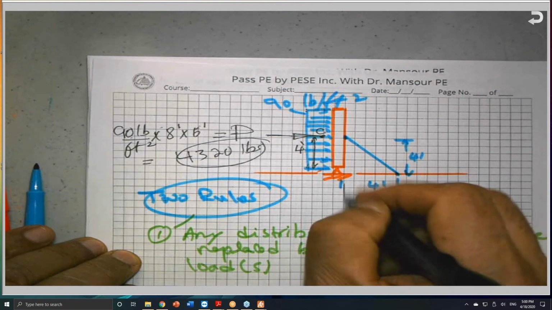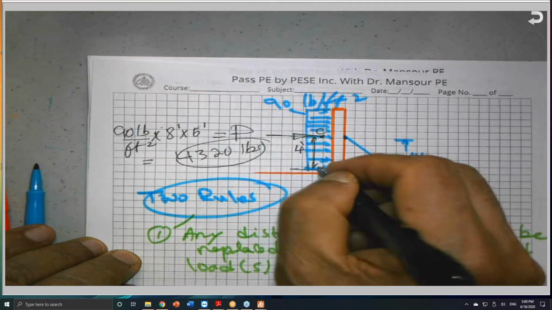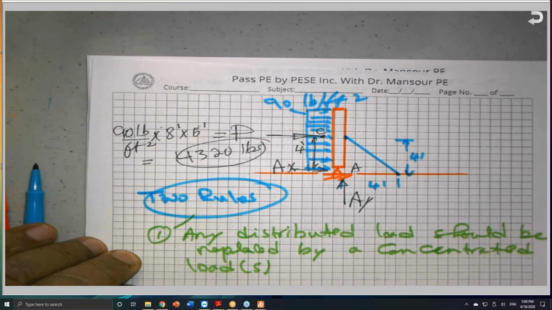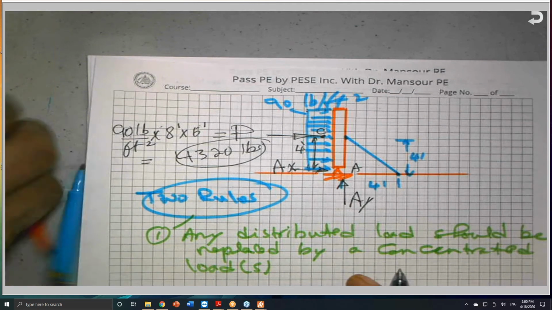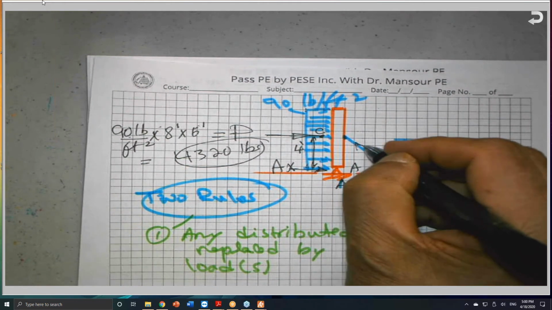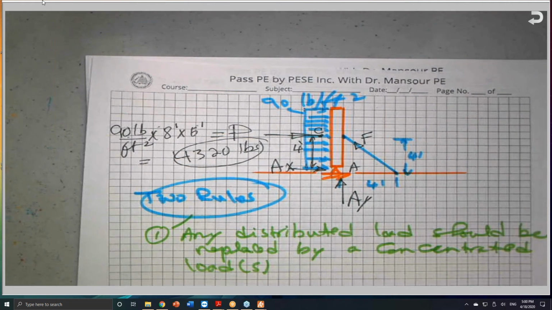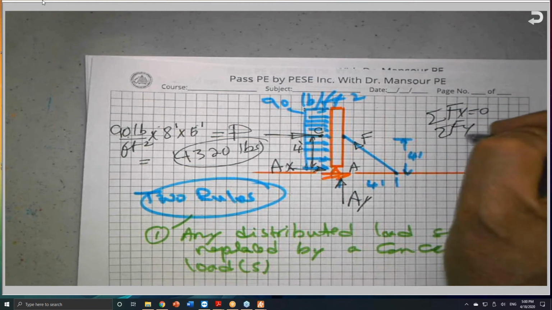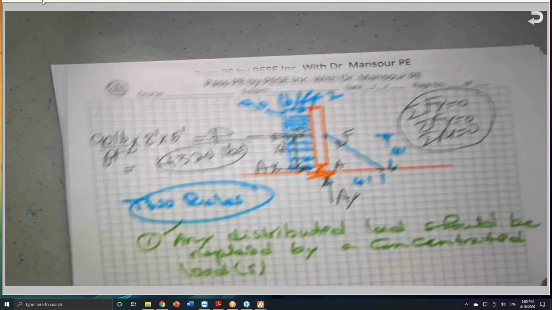Right now I have two unknowns here. I have A sub y, let me call this A, and I have A sub x. Normally we draw it in the positive direction, and if we end up with a negative, that means our directions are not correct. And I have the force, I call it F, for example. So I have sigma force X equals 0, sigma force Y equals 0, and sigma moment equals 0. Those are the three equilibrium equations for any 2D system that exists on Earth.